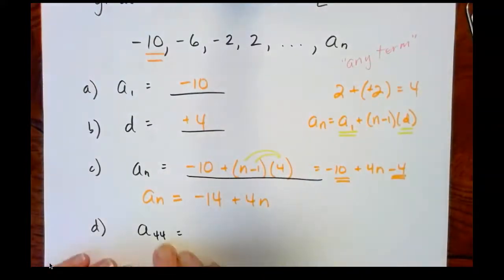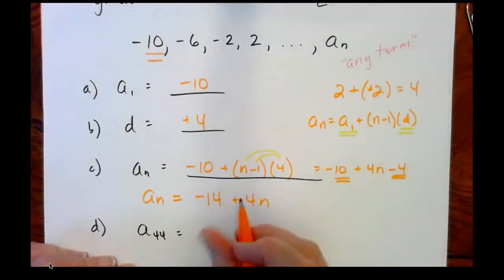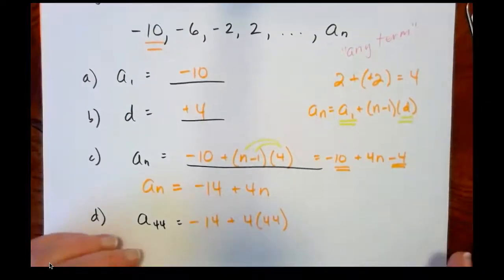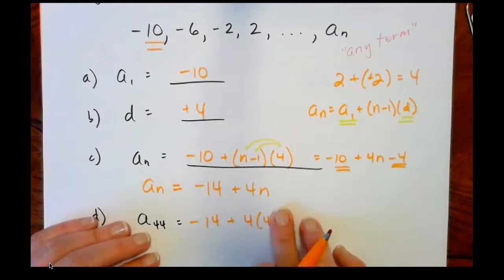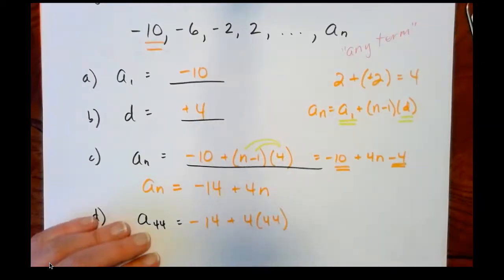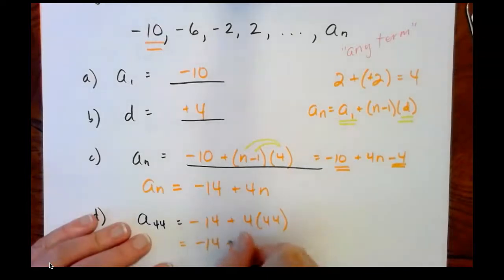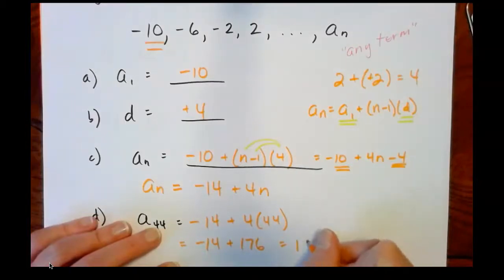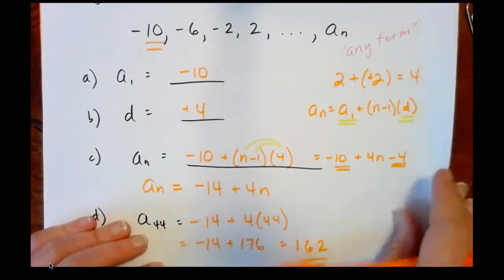So now, if we want to find the 44th term, all we have to do is plug in 44 into our formula. So a sub 44 equals -14 plus 4 times 44. 4 times 44 is 40 times 4, which is 160, and then plus 16 more, that's 176. So -14 plus 176. We have a 44th term in this sequence. -14 plus 176 is 162. Positive 162 is the 44th term.